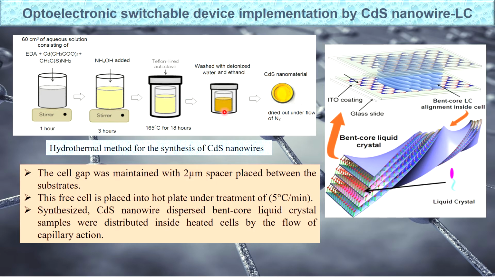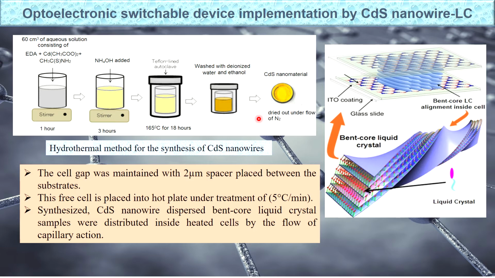The yellow precipitate was then collected by centrifugal separation and washed with deionized water and ethanol to remove all the impurities. And it was then dried under vacuum for 5 hours at 65 degrees centigrade. The obtained sample was then dried out using a continuous flow of nitrogen gas. Thus, the CdS nanomaterial was synthesized.